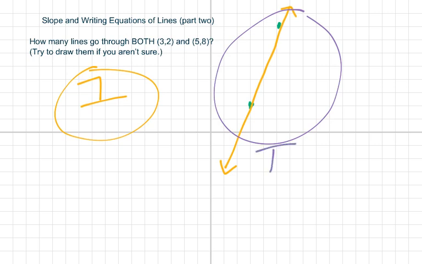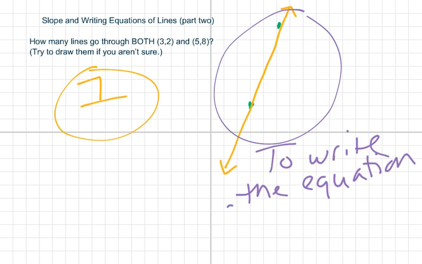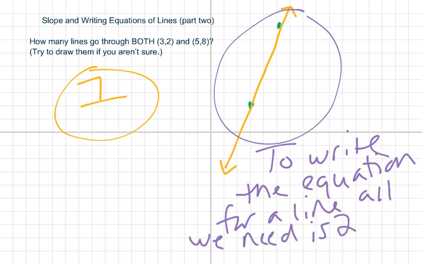Okay, so to write the equation for a line, all we need is 2 points. Because there's only one line that goes through 2 points. So that's all we need. If we have 2 points, we have everything we need to write the equation for a line.